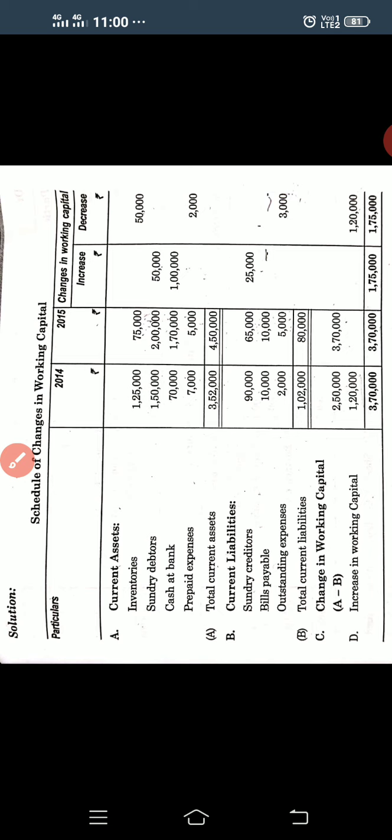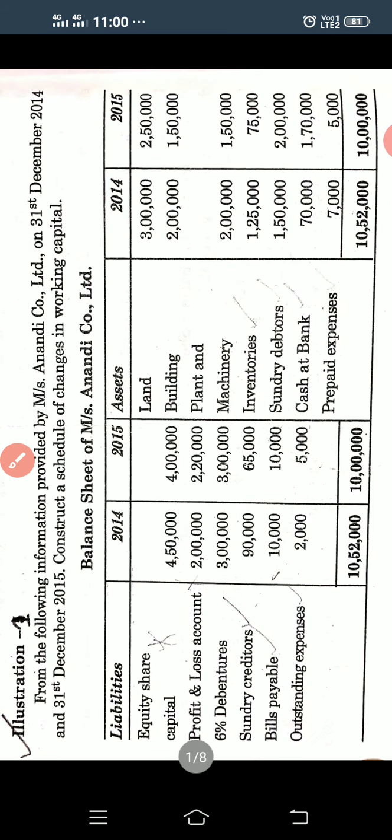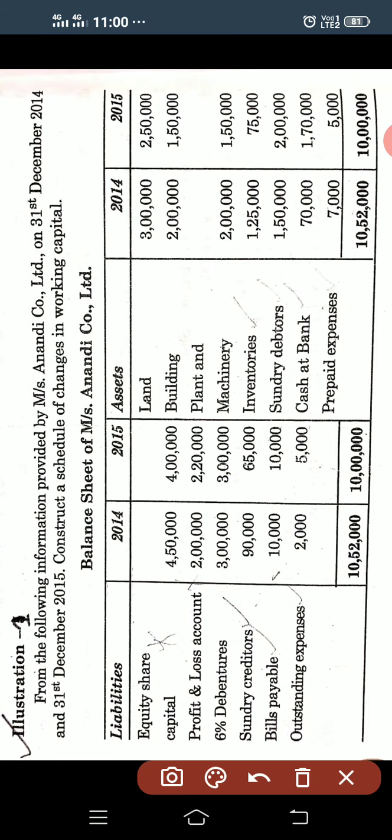So the next asset is cash at bank. So in 2014 70,000, 2015 1,70,000. So we have to record that here. Cash at bank 70,000, 1,70,000.